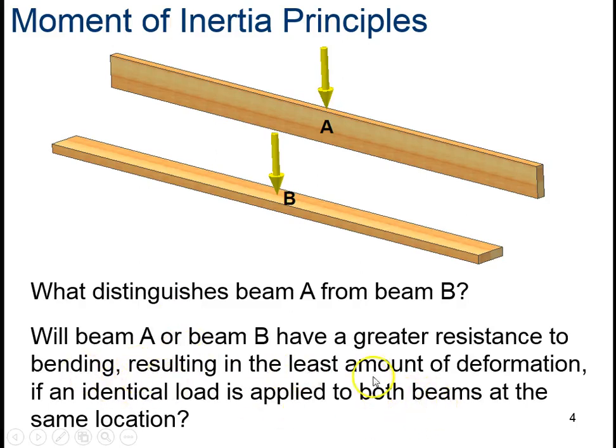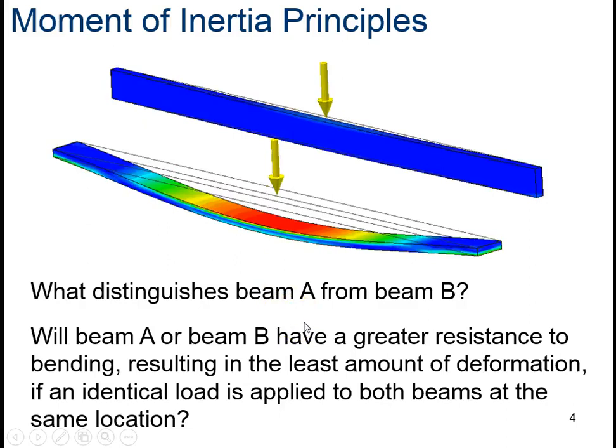Well, if you've ever actually had a 2x4 or 2x6 laying around and it's been propped up on one end and you've stepped on it, you're going to have an idea which one is easier to bend, even before we do the calculations. And the truth is, this one that's flat is easier to bend down. It's going to bend a lot more. This one's going to bend a little bit, but not anywhere near as much as this one will.